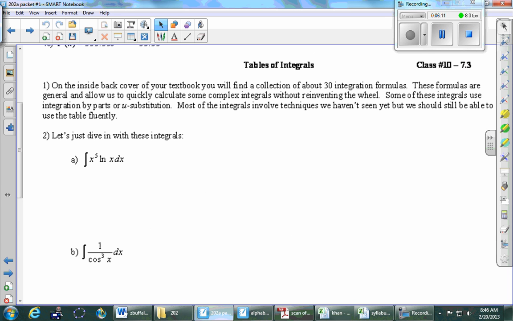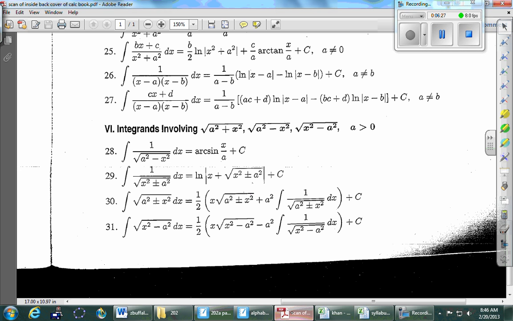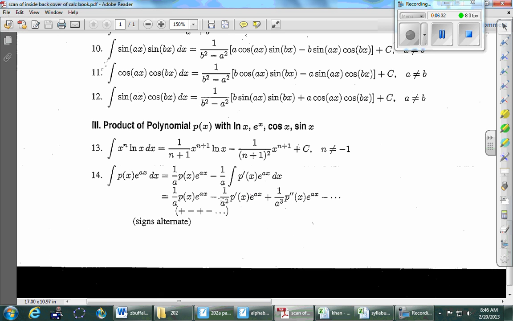X to the 5th times ln of x. So before you look for the specific formula on that page, think about what this is. This is a polynomial times ln of x, yes? There's a whole category of polynomials times, and I think one of the things was ln of x. So find that category. Everybody find it? Polynomials with ln of x. So what formula is x to the 5th times ln of x? What number? Number 13. Does everybody see? The integral that we're looking at looks exactly like number 13.